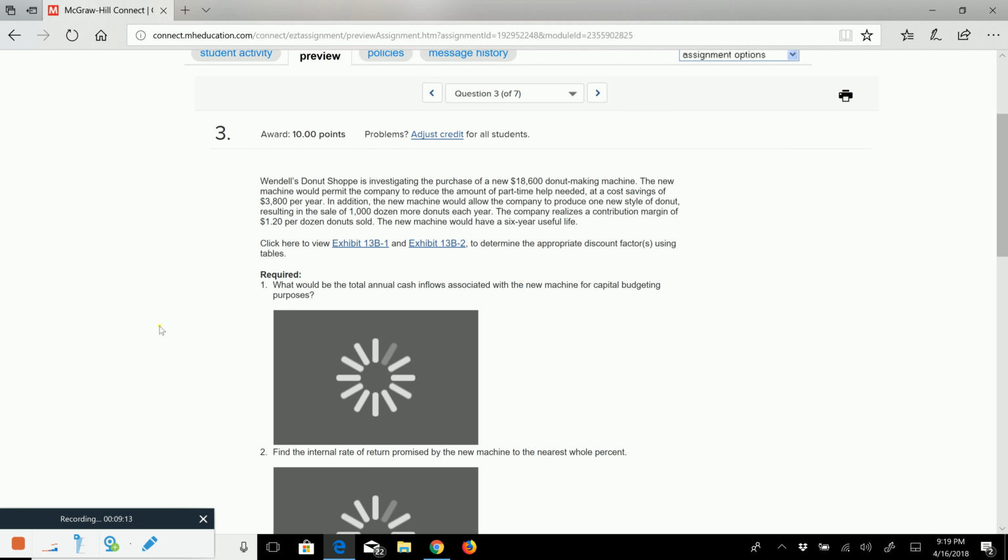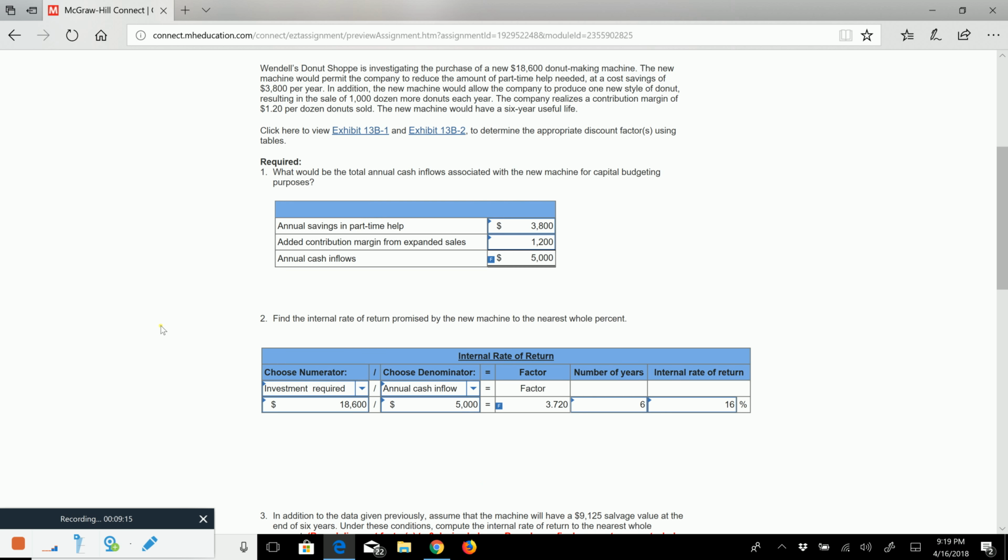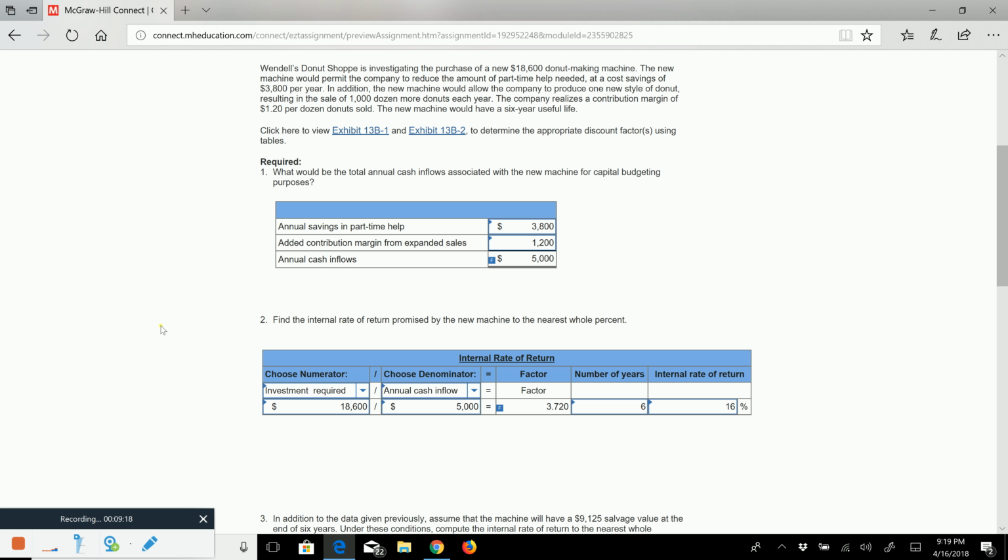Okay, next homework question. We have a donut shop. Wendell's Donut Shop is investigating the purchase of a new $18,600 donut making machine. The new machine would permit the company to reduce the amount of part-time help needed at a cost savings of $3,800 per year. So some poor part-time minimum wage employee is going to lose their salary of $3,800 a year if we buy this new machine.